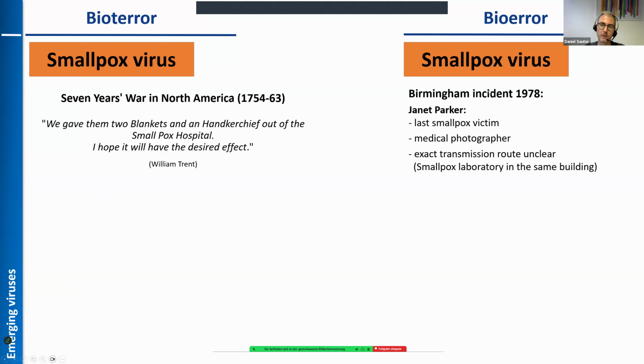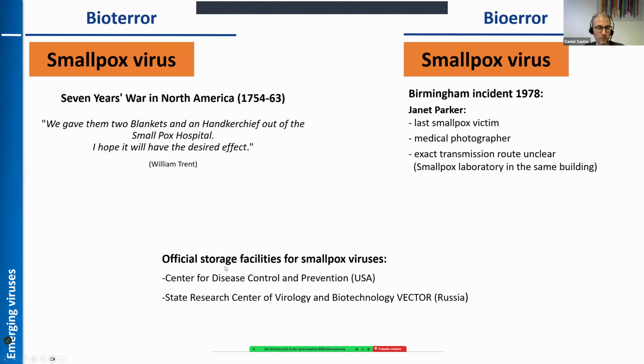There have also been incidents of unintentional release of smallpox virus at the end of the 1970s. There was a lab in Birmingham in the UK that still had smallpox samples, patient diagnostic samples. For some reason, a medical photographer got infected. The exact route of transmission is not known. The lucky thing was that she really stayed at home and did not spread the virus further. But this was one example of bioerror.